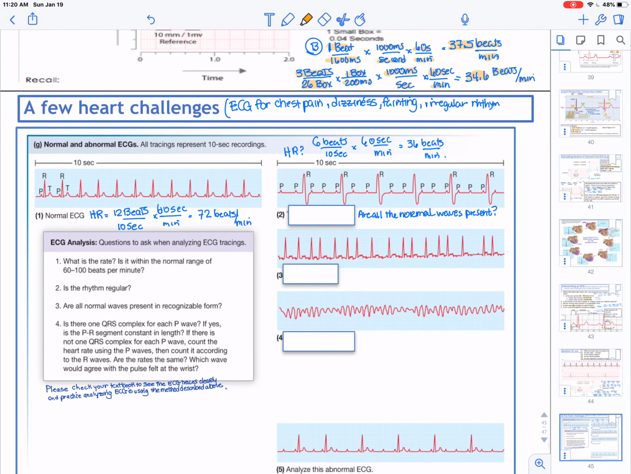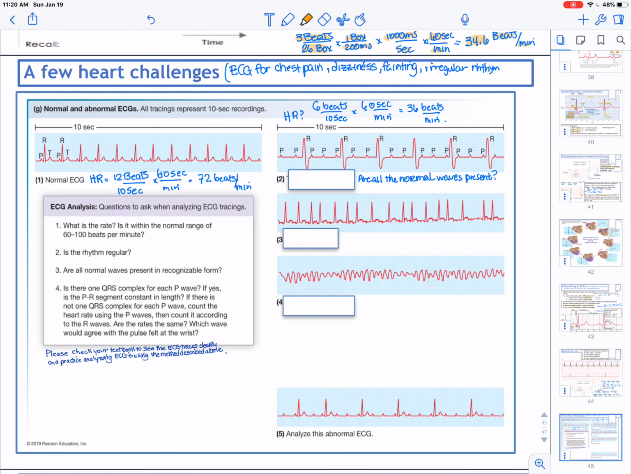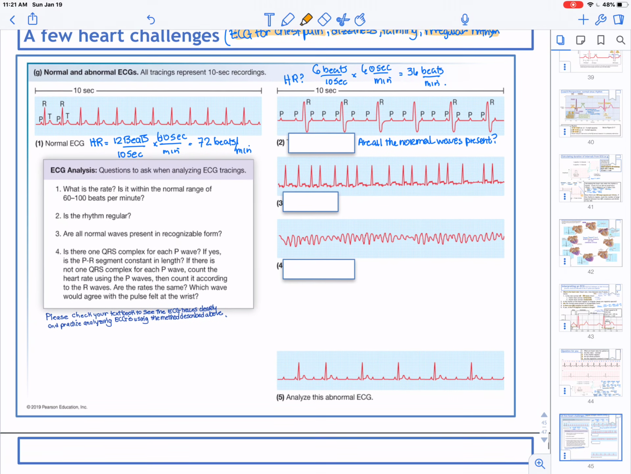So the last is a set of challenges from your textbook. And here I have: why would you do an ECG or run one? You don't get that with your regular yearly exam, but it's usually when somebody comes in with some of these symptoms that could indicate a cardiovascular problem: chest pain, dizziness, fainting, irregular rhythm, and also sometimes for chronic high blood pressure.